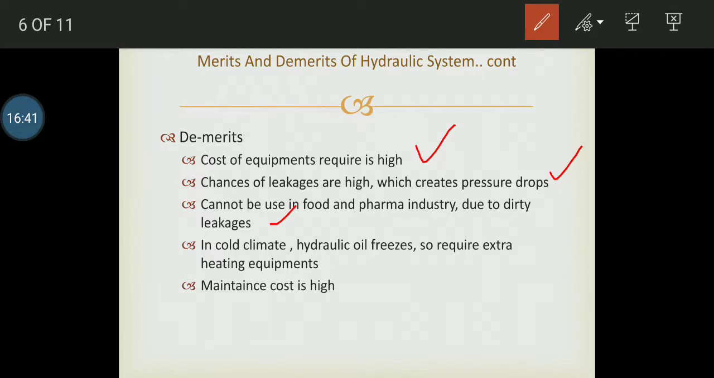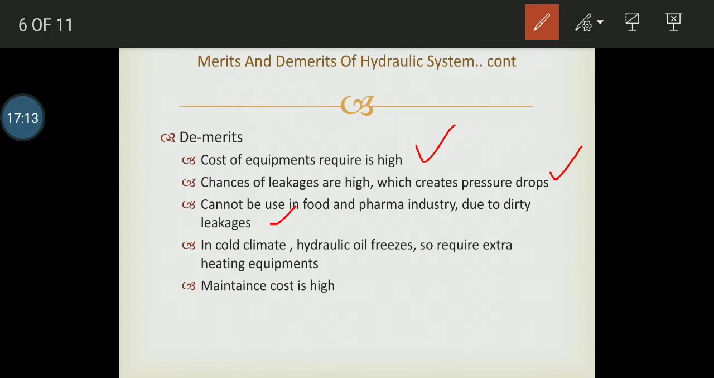In cold countries, hydraulic oil freezes, so extra heating equipment is required. Yes, this is correct. In cold countries, many times the hydraulic oils freeze, so we provide some kind of extra attachments, or even some types of mixtures are added in the oil to prevent freezing, or to act as a defreezing member of that system. Then, maintenance cost is high, correct.